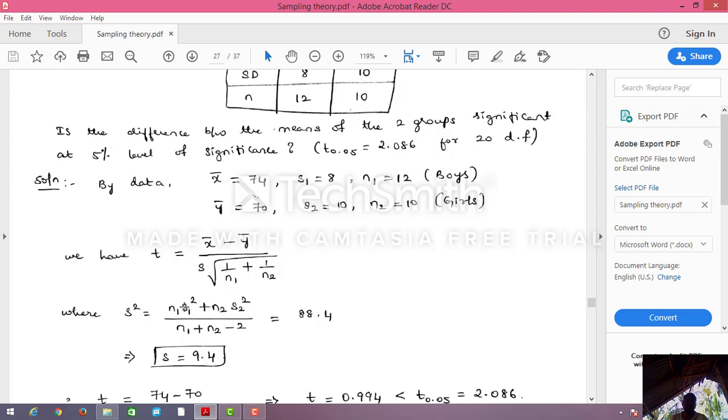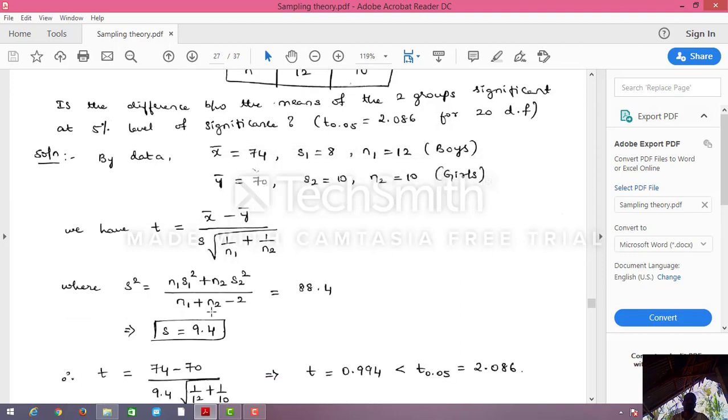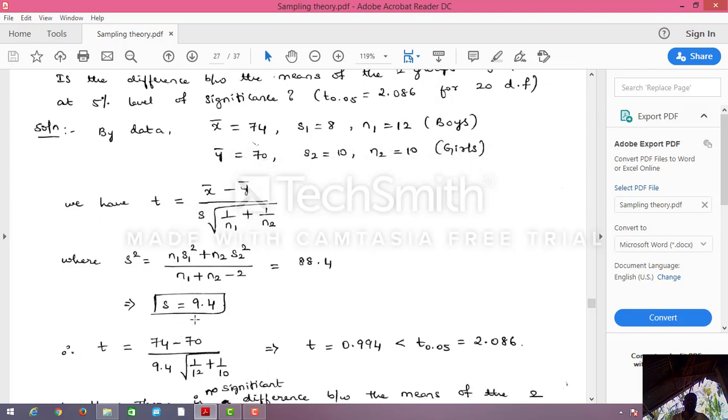If you divide that, you will get 88.4. That is the S square value. Square root of 88.4 gives S equal to 9.4. Now, this is the value of S. Now, what is the t value? How do you find t? t equals x bar minus y bar divided by S into root of 1 by n1 plus 1 by n2.